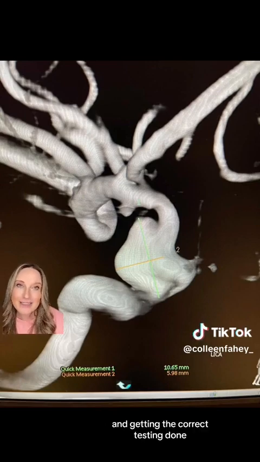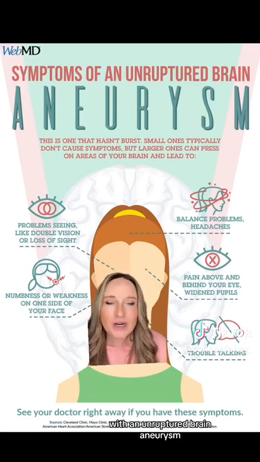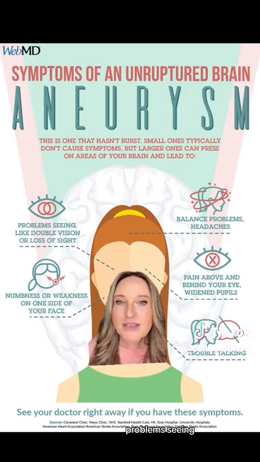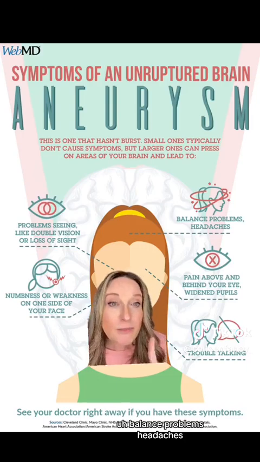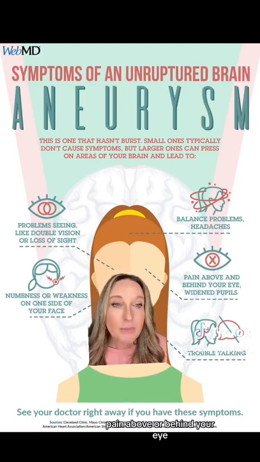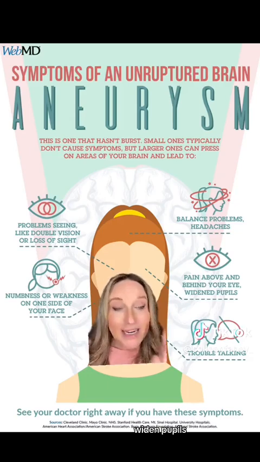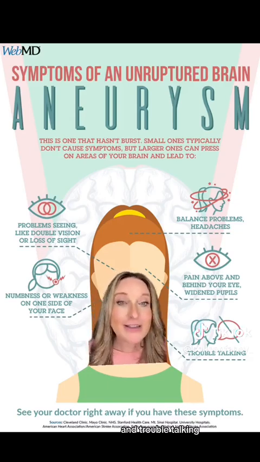and getting the correct testing done. If you're having some of these symptoms with an unruptured brain aneurysm: problems seeing, double vision, numbness, weakness, balance problems, headaches, that's certainly what I was struggling with, pain above or behind your eye, widened pupils. I actually have one pupil that's slightly larger than the other, and trouble talking.